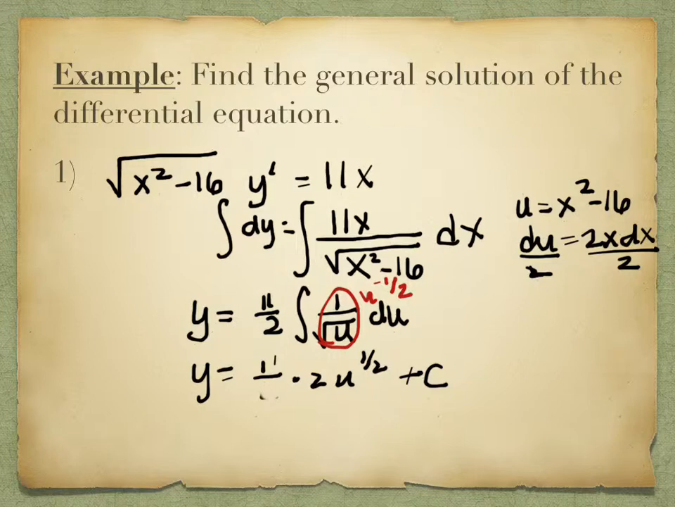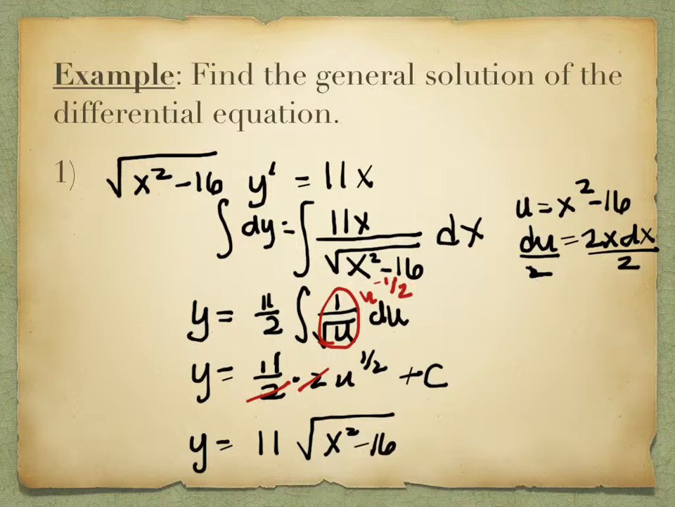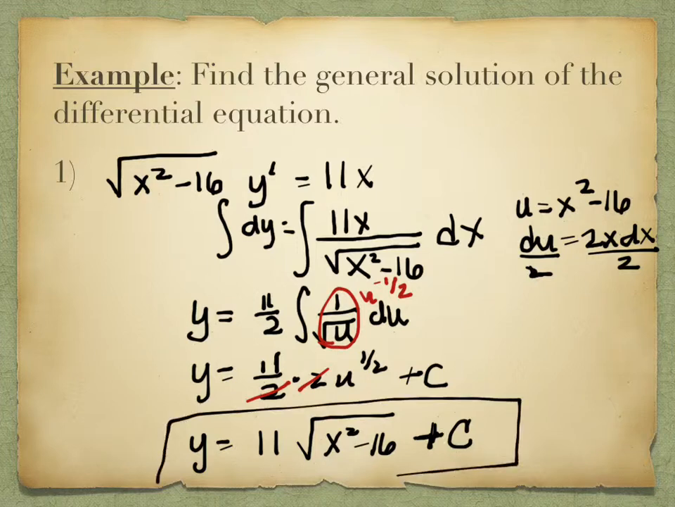Okay, I think I wrote that wrong. Let's try that again, 11 halves here. I think I said it right and wrote it wrong. And then obviously these 2's are going to reduce, and I'm going to plug back in the variable I started with. This is y equals 11 square root of x squared minus 16 plus c. And this is a general solution because we don't have any way to figure out what the c value is that makes this true in a specific case.